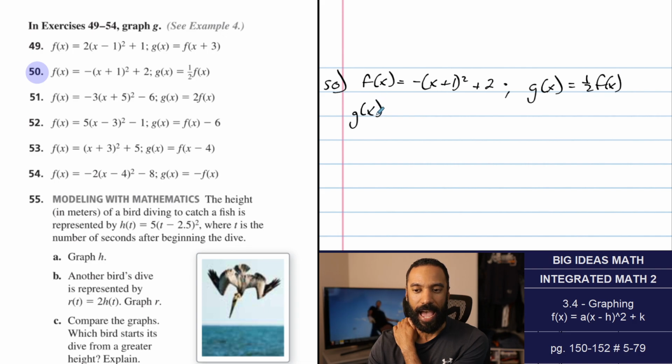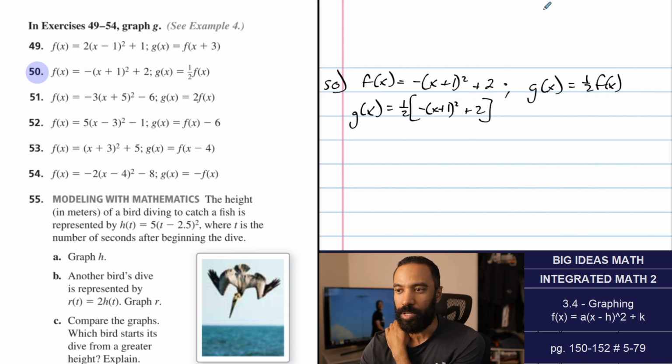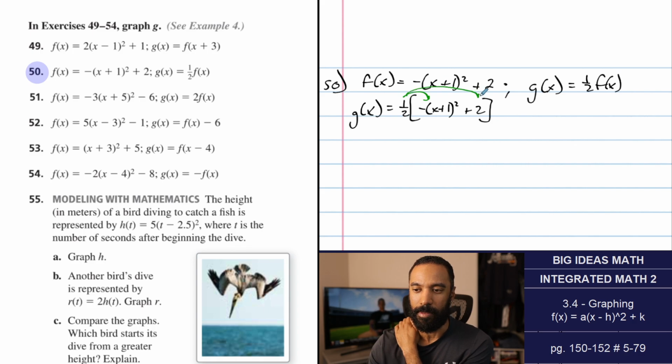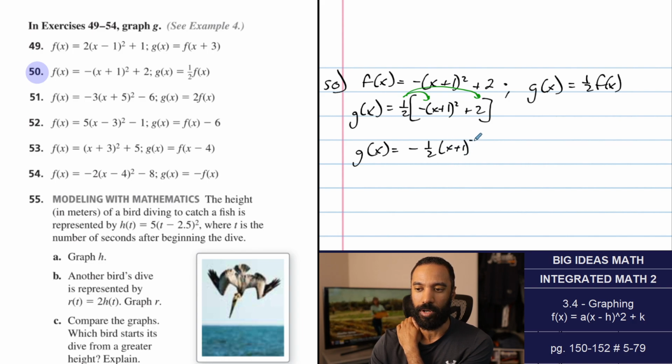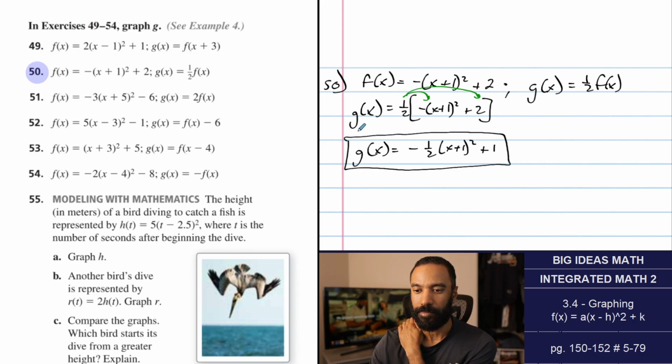What we're going to do is take half of f of x. Half of f of x. This whole thing. Which means we distribute the 1/2 into this first term and the second term, just like that. So g of x is going to be negative 1/2 times x plus 1 quantity squared. And then 1/2 of 2 is 1. So you get plus 1 as your equation there.